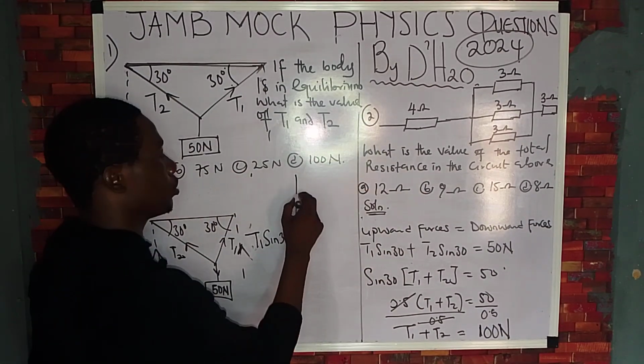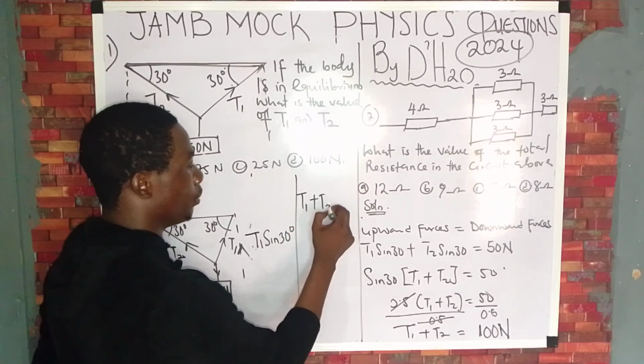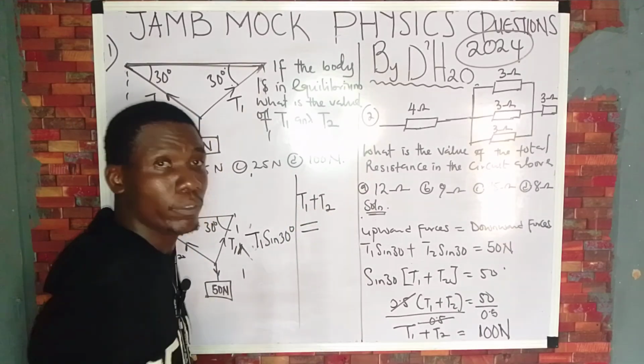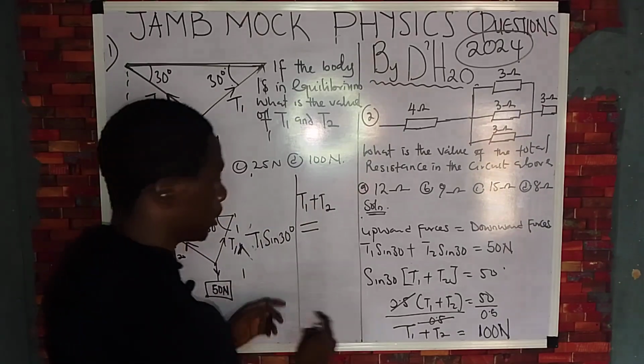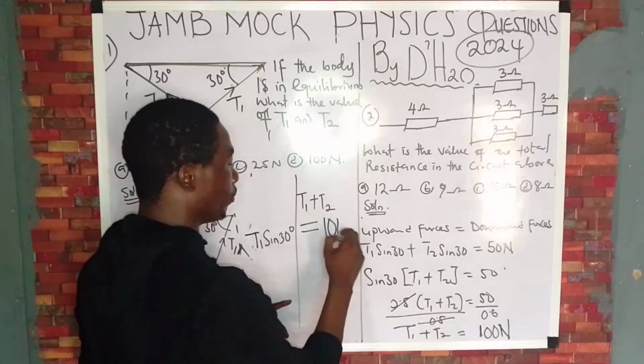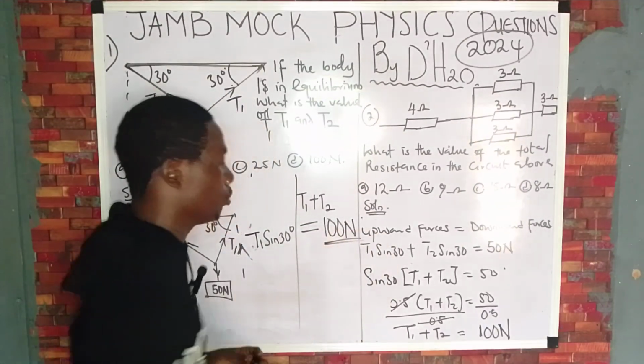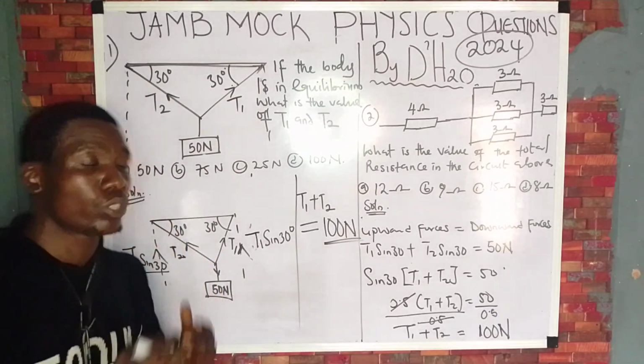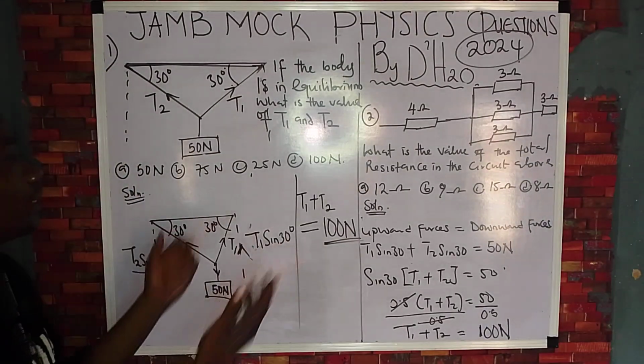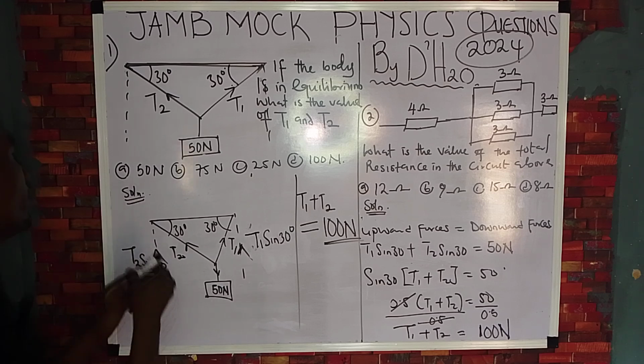So please take note, remember you were told to calculate the sum of the forces, and the sum of the forces, which is T1 plus T2, will give us 100 Newton. So if we have 100 Newton as our answer, let us check the options if we are correct. Option A can never be.